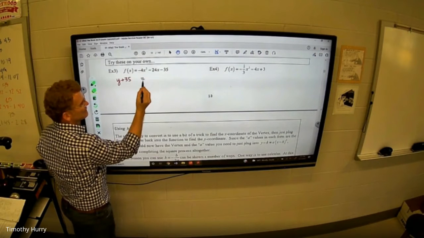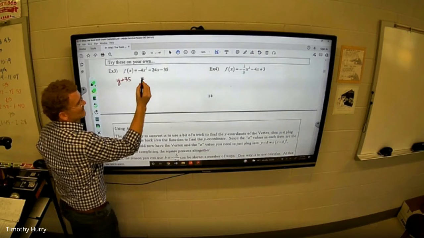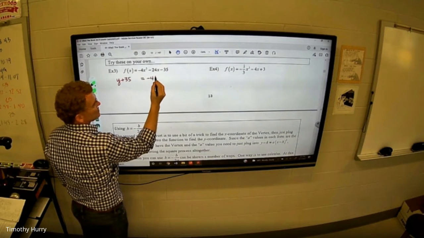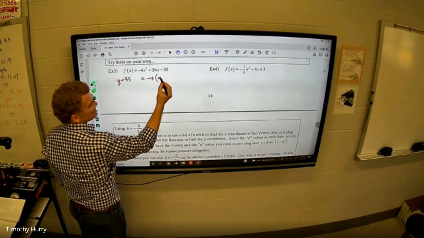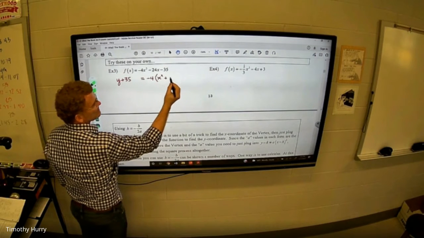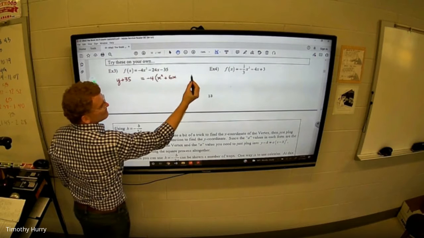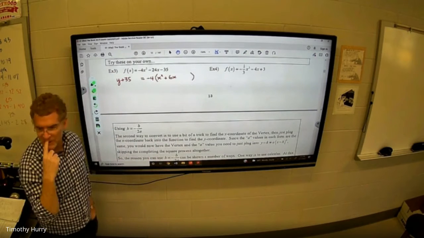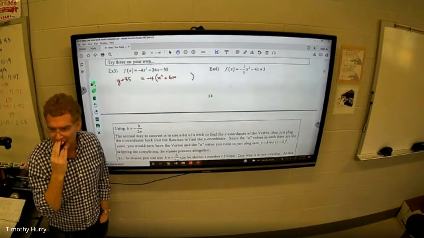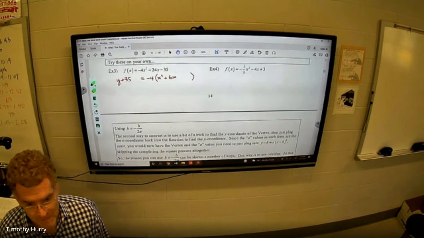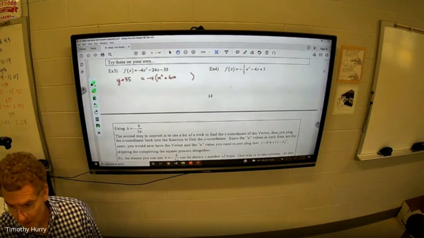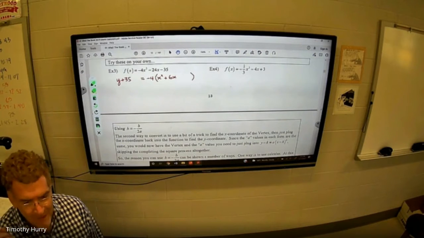And what? Factor out a negative 4, and so you have negative 4 times what? x squared plus 6x. Hey, for the next problem we're about to do, how did you get 6 from a negative 24? Tell me the math you did in your head, even though you didn't even think about it. You divided it by negative 4. Remember that on this next problem.